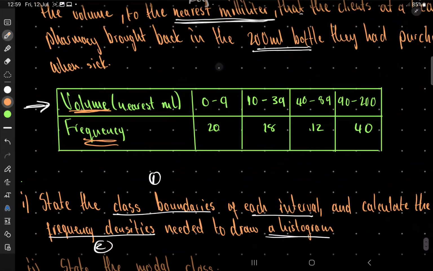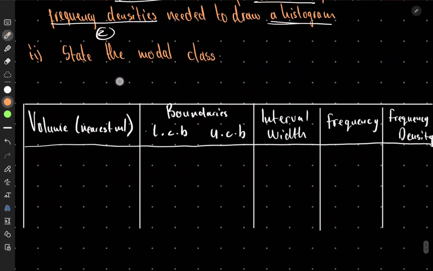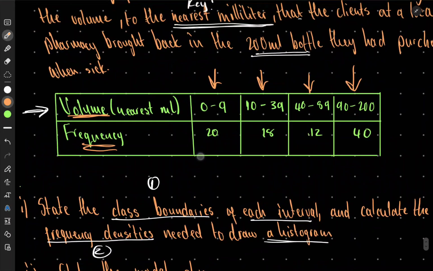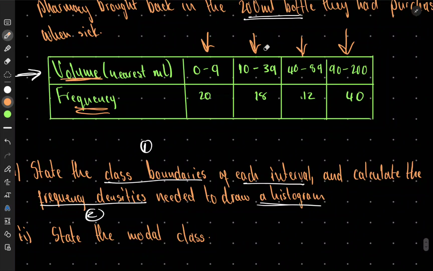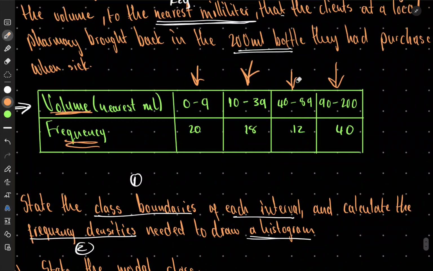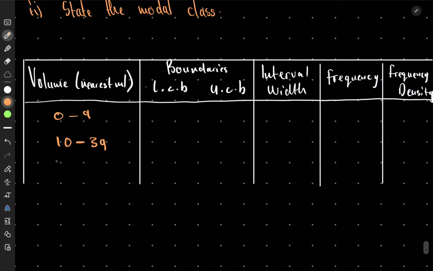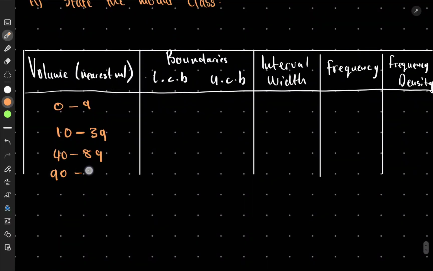Now let's start to put in the volume. Here it was written volume, volume, volume, volume, but now we're going to put it going down, right? So what is the first one? 0 to 9. So I'm going to put 0 to 9. The second one is 10 to 39. I'll put it going down now. What's the next one? 40 to 89. Then the next one, 90 to 200. So I'll say 90 all the way to 200. Sure.